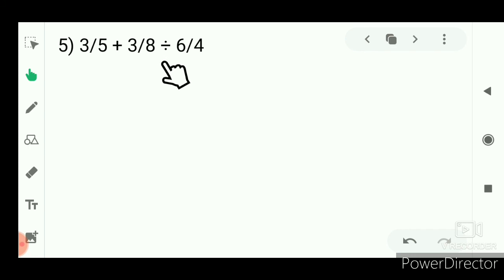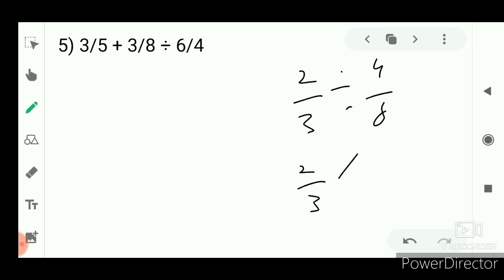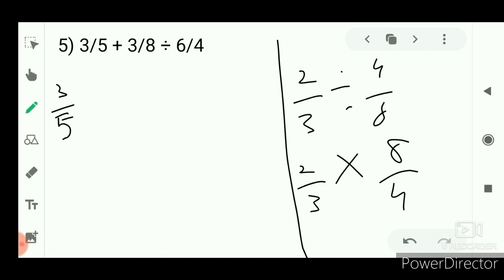So how we divide in the rational numbers? We divide rational numbers like 2 by 3 divided by 4 by 8. We divide it as, we replace 2 by 3 as it is, we replace division by multiplication, and 4 by 8 by its multiplicative inverse 8 by 4. Okay, so likewise we will solve this expression. Okay, see this question. 3 by 5 will remain as it is, plus 3 by 8, division will convert into multiplication, and 6 by 4 will convert into 4 by 6.